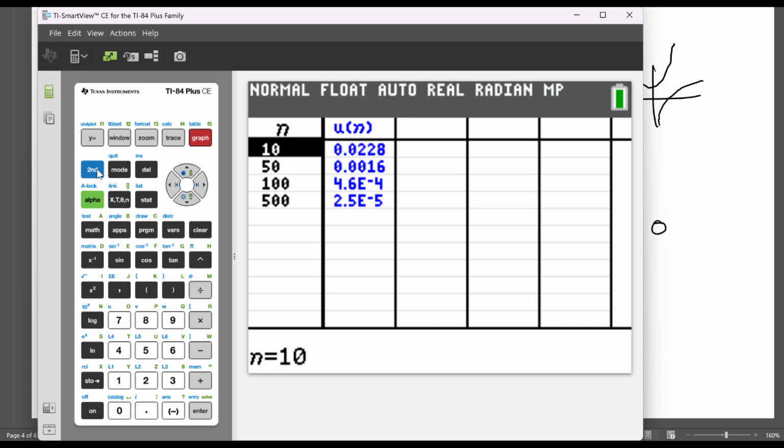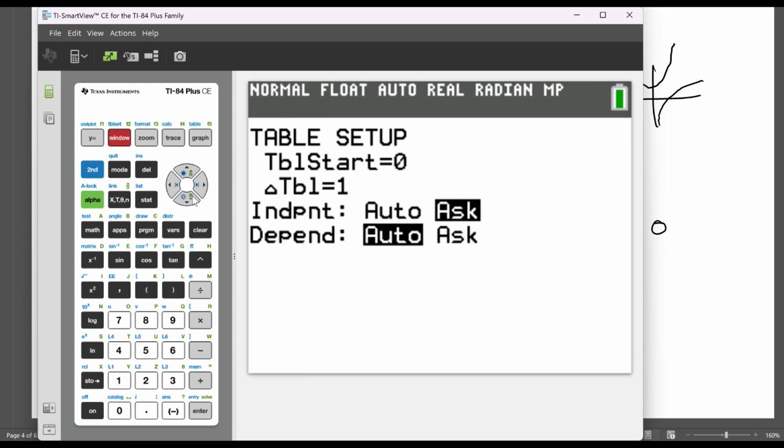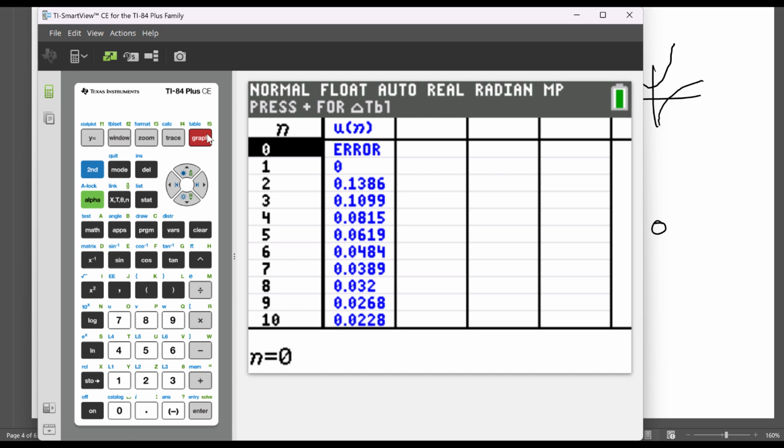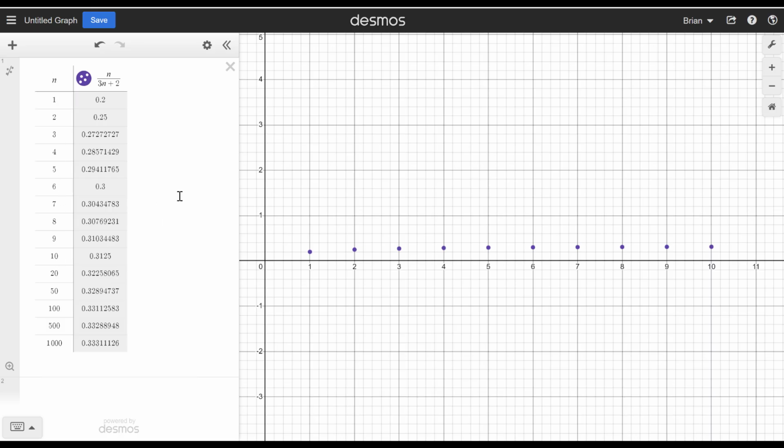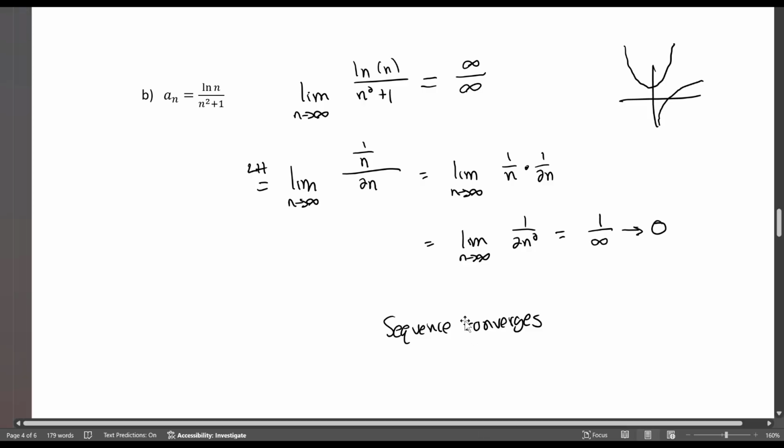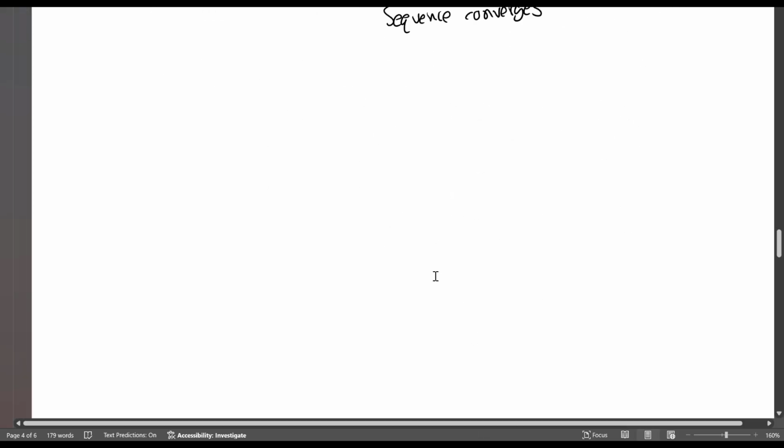So I could go back to my table set and change this to auto. And then when I go back to the table, it'll fill those in for me. Or obviously, if I'm using Desmos, I'm pulling out those first 10 values that are there. Now, if we go ahead and take a look at the next one, letter C.